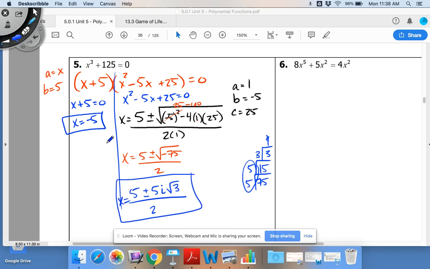And just a quick comment, this is one answer. This is actually two different answers because it would be 5 plus 5i square root of 3 over 2, and then 5 minus 5i square root of 3 over 2.